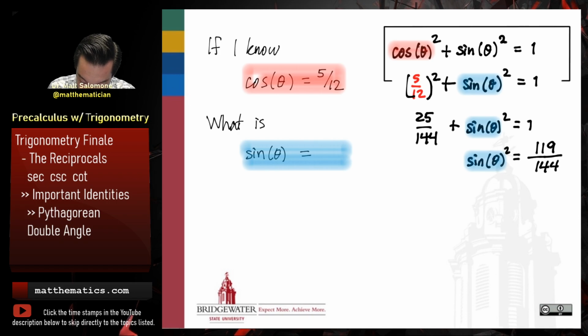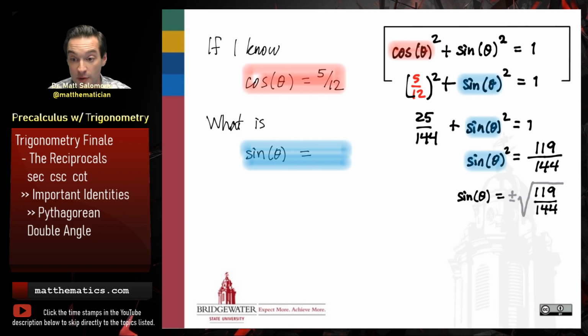So now to find out what the sine of theta is, I'll take the square root on both sides. And remember, when we take the square root on both sides, we end up needing to worry about the sign, S-I-G-N, of the answer, right? It could be positive, it could be negative, and unless we have a good reason, we can't rule either one of those out just yet. So we'll take and do the square root of 119 over 144.